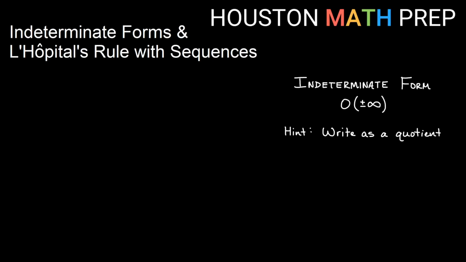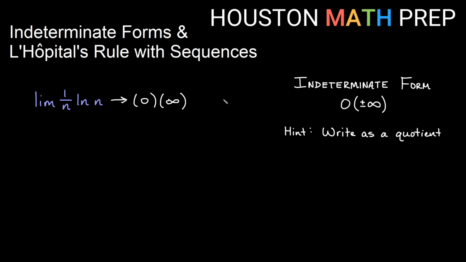Our hint here is going to be for you to just take this product and simply write it as a quotient. We'll look at an example of what we mean here. So if we have the limit of 1 over n times ln of n. If I just think about plugging in bigger and bigger values, then this first part, 1 over n, would go to 0. And the limit of the natural log function is an infinite value.